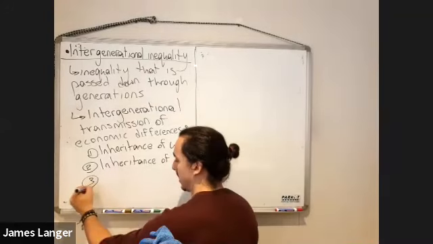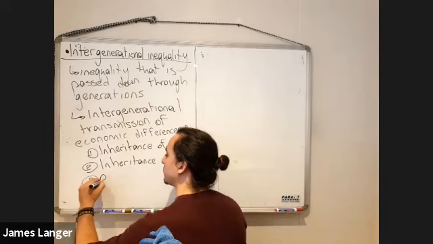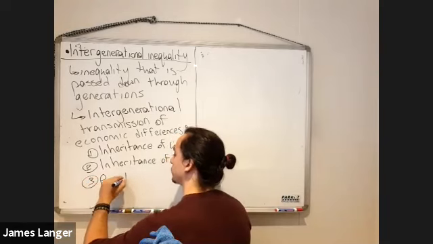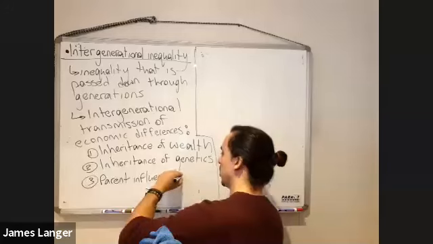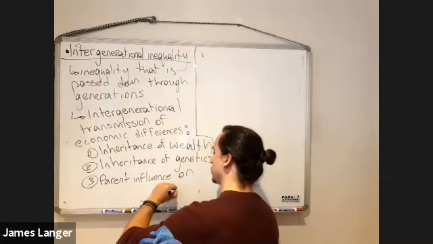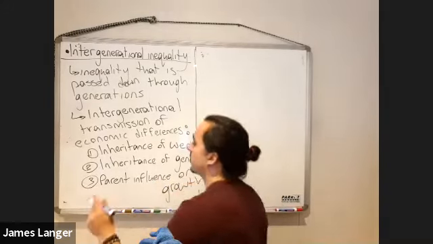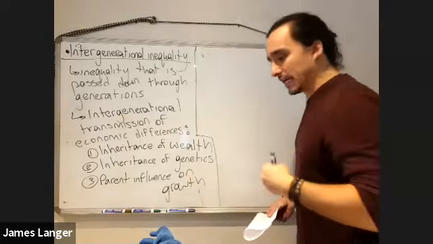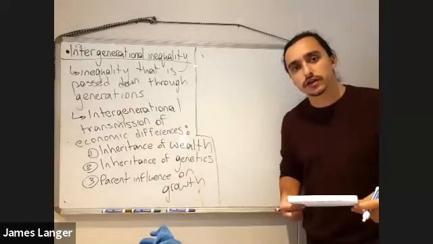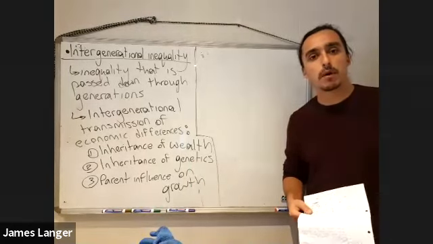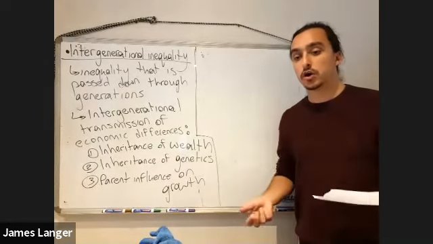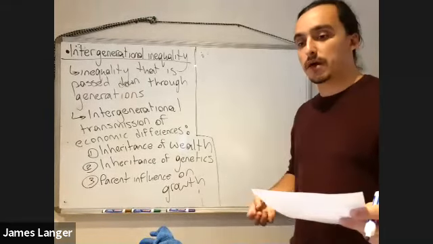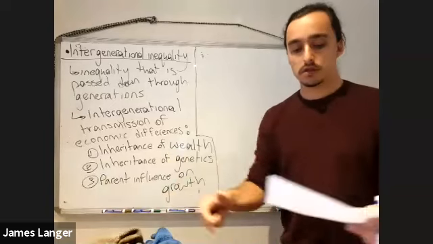The third and final one will be parent influence on growth. So this is just the idea that parents can have an influence on their children by ensuring that they grow properly from an education perspective, from a physical perspective, and so on and so forth. In other words, just keeping them healthy throughout their days.